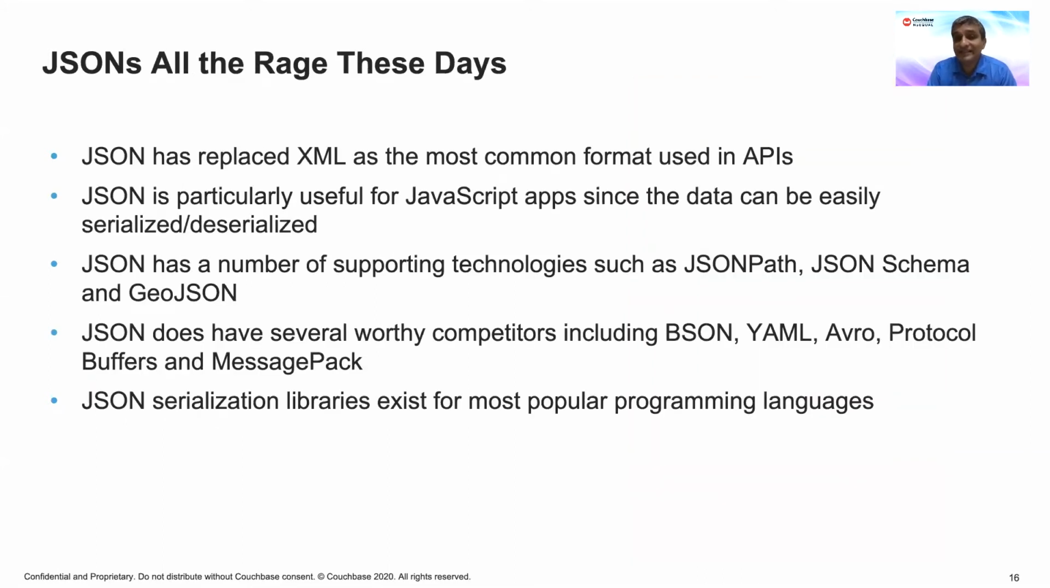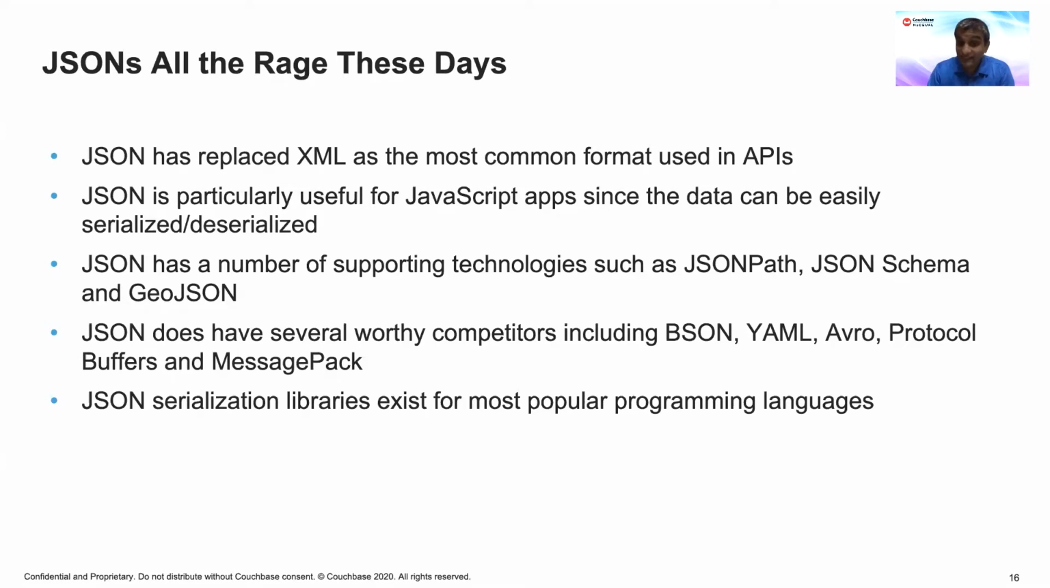So if you talk about JSON these days, right, thankfully it has replaced XML as the most common format used in APIs. JSON is particularly useful in JavaScript apps because it can be easily serialized and deserialized. And of course, it has a number of supporting technologies like JSON Path, like your XPath in XML, and JSON Schema. You remember your XSDs and DTDs, right? The same way, if you want your JSON document to conform to a particular schema, you can use JSON Schema, but remember, it's at the application end, not at Couchbase's end, right? And GeoJSON for geospatial kinds of applications.